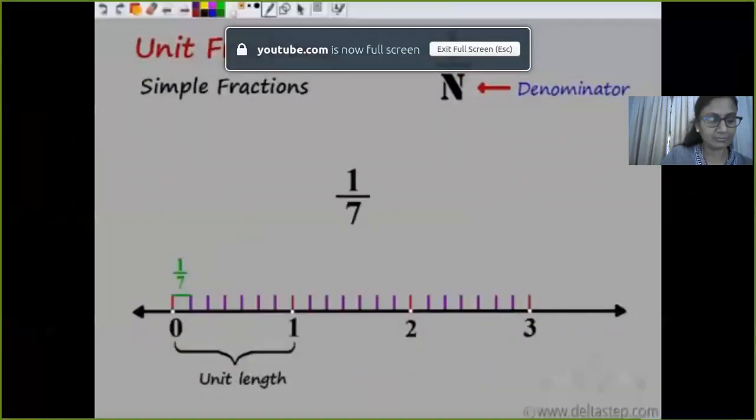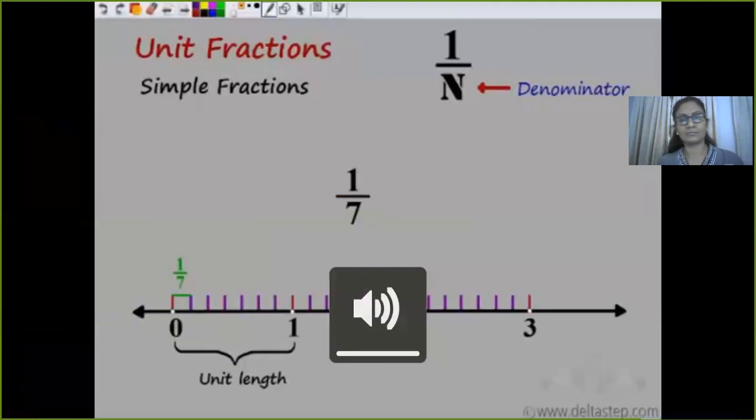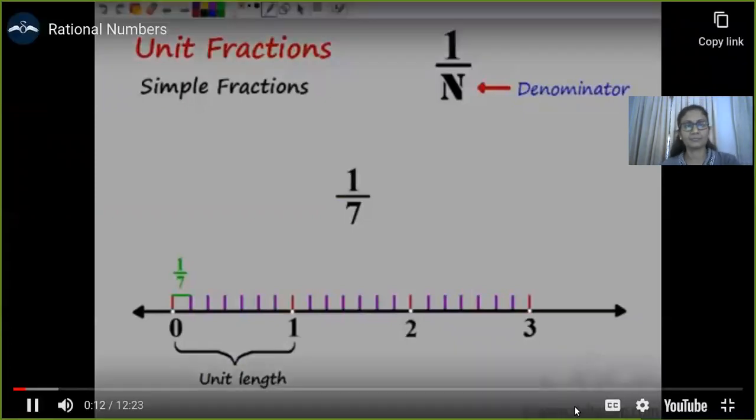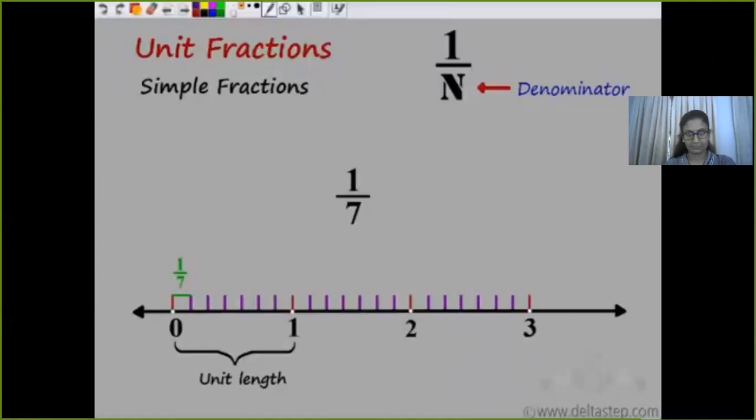Unit fractions could be written as 1 over any natural number, and this natural number was called as denominator. So let's say we have 1 by 7. So 7 here is the denominator. And what does it show on a number line? Now this denominator 7 tells me that unit length has to be divided into 7 equal parts. So I have this unit length and I divide it into 7 equal parts. 1, 2, 3, 4, 5, 6, 7. So these 7 equal parts.